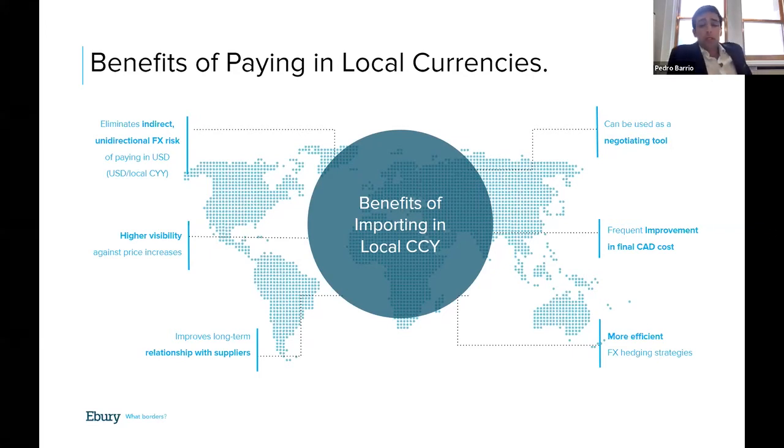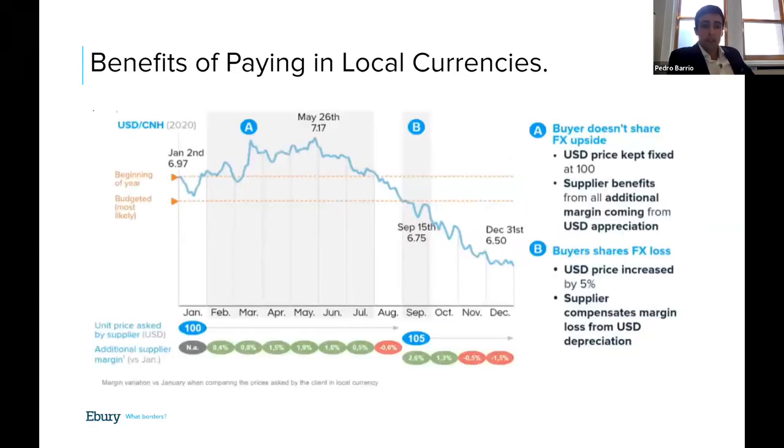Then also, this is a bit linked to that previous point, there tends to be a frequent improvement in the final Canadian dollar, in this case, cost for the importer, and then also it allows us and our clients to achieve a more efficient and sustainable FX hedging strategy. This is mainly because, again, we're reducing that indirect unidirectional FX risk, so we are able to focus on the entirety of the FX risk posed by that trade flow. If we go to the next slide, please.